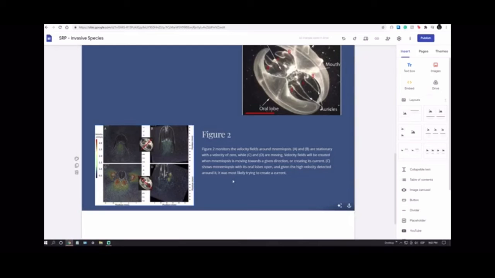And the second figure we have here monitors the velocity field surrounding Mnemiopsis. So the colors, like the green and the red, they represent the velocity surrounding Mnemiopsis. So A and B are obviously stationary, and as you can see with C, there is a lot of velocity surrounding it. So it is either moving or it is trying to feed by sucking in a prey via the current that we mentioned earlier.